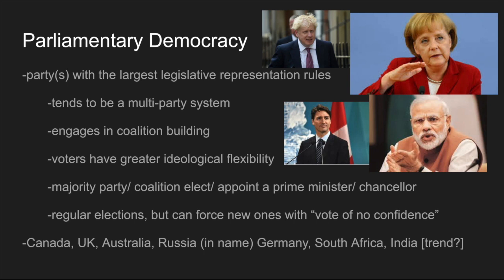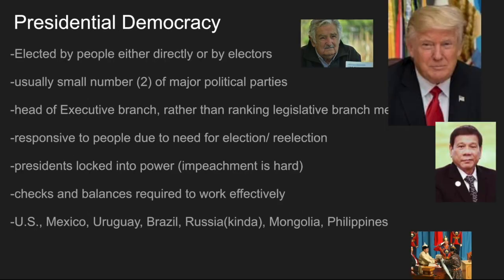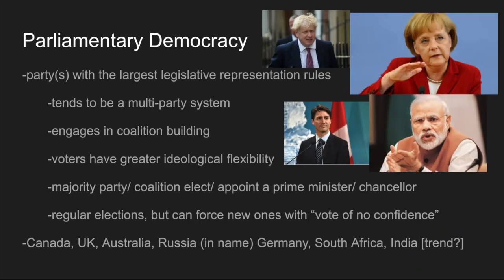First up is a parliamentary democracy. So the party or parties with the largest legislative representation rules. So a parliamentary democracy has a bunch of parties. The key thing for you to remember with parliamentary democracy here is that it is a multi-party system. The United States presidential democracies are 2-party systems. We'll talk about that next. So multi-party system. So you'll have 10, 15 different parties competing.